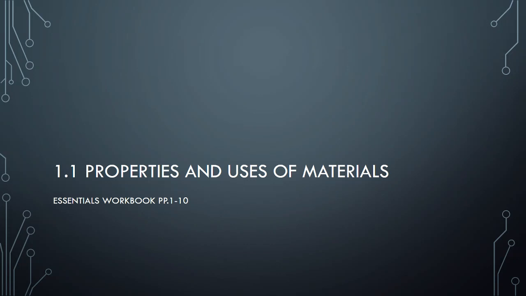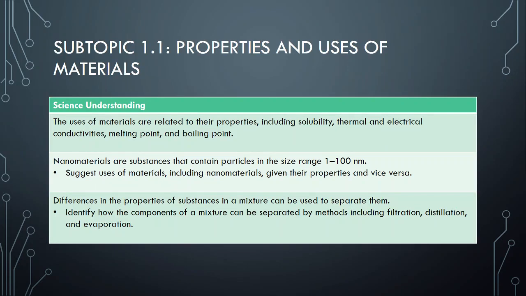Okay, welcome to the fourth video. I think it's going to be the last one of 1.1 properties and uses of materials. In this video, the last box here will be covered. So science understanding: differences in the properties of substances in a mixture can be used to separate them.